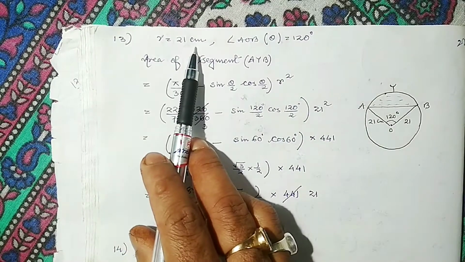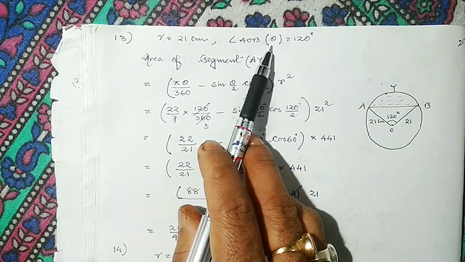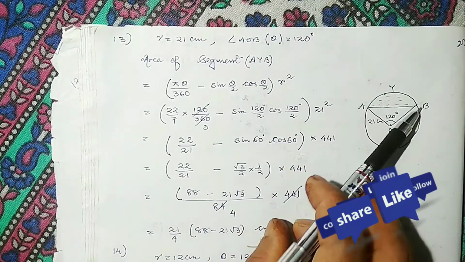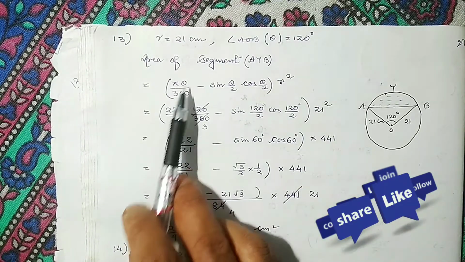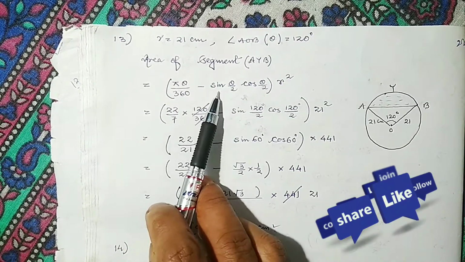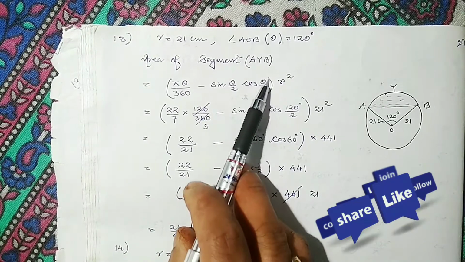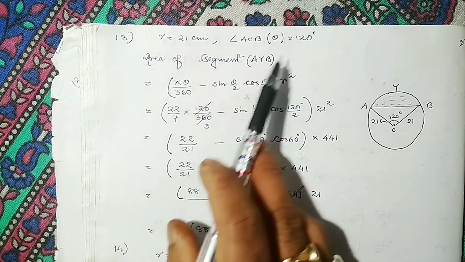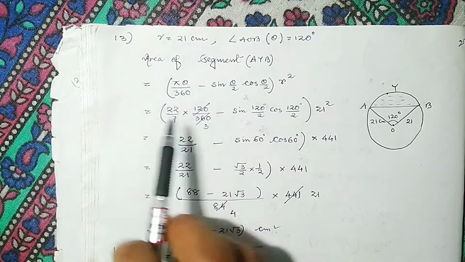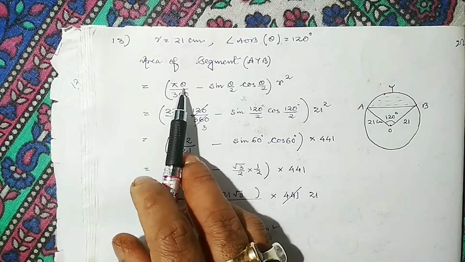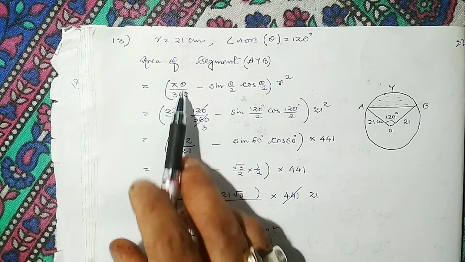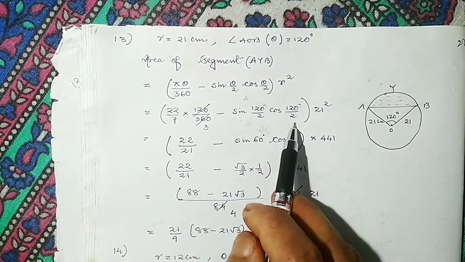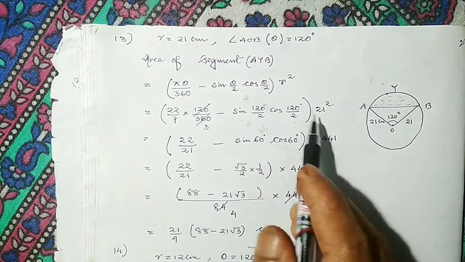Here radius is 21 centimeter and angle AOB, theta, is 120 degree. And we know the area of the segment AYB. Area of the segment is pi theta by 360 degree minus sine of theta by 2 cos of theta by 2 into r square. I have explained this formula before. Now we are replacing theta with 120 and r with 21. So 22/7 into 120/360, I have replaced theta with 120, minus sine 120/2 cos 120/2 into r square. R is 21, so it will be 21 square.